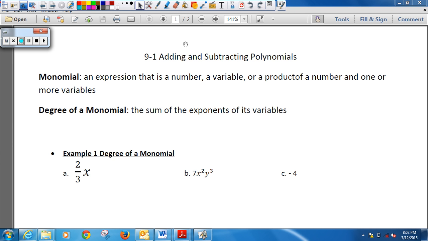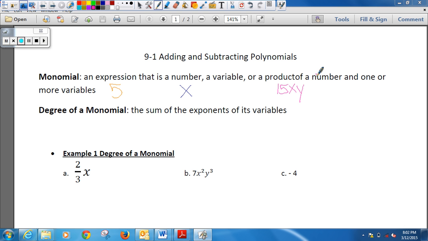Today we will be adding and subtracting polynomials. A monomial is an expression that is a number, a variable, or a product of a number and one or more variables. So for instance, a monomial might be the number 5. Another example might just be a variable, maybe it is x. And lastly, it could be a product of a number and one or more variables, like 15x, maybe even 15xy.